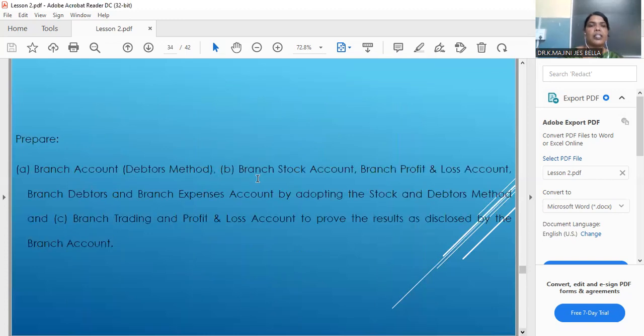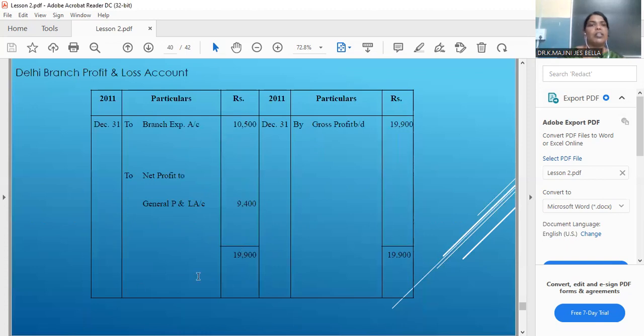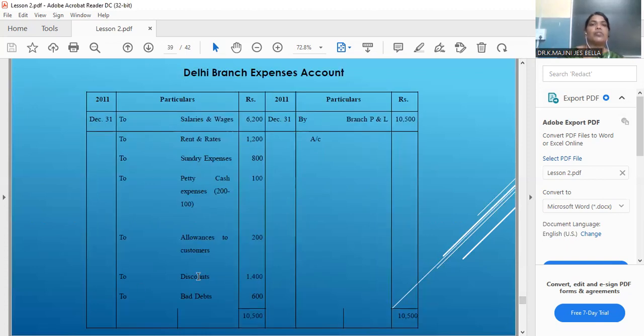6,200. Then rents and rates. Okay, what are the expenses there? We have to write it in the expenses account. To salaries and wages 6,200. Rent and rates 1,200. Sundry expenses they have given 800. Then petty cash expenses. There is 200, closing 100, so that 100 is the petty cash expenses. To petty cash expenses. Then to allowances to customers. They have given allowances to their customers, rupees 200.